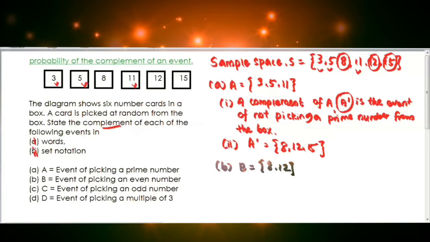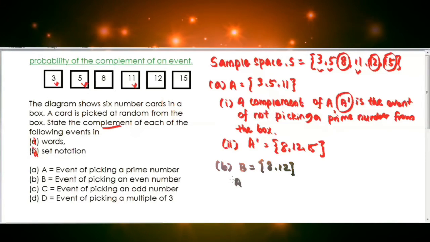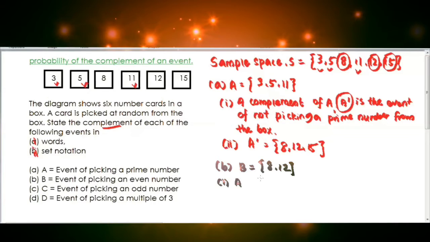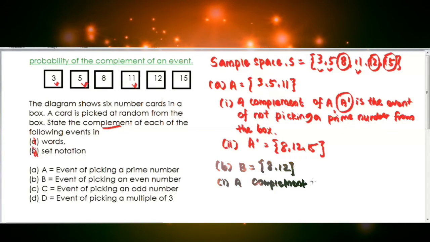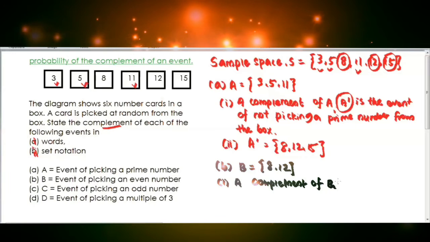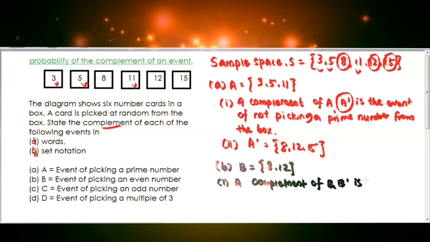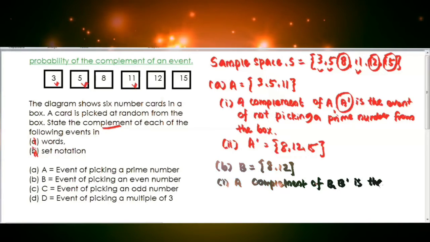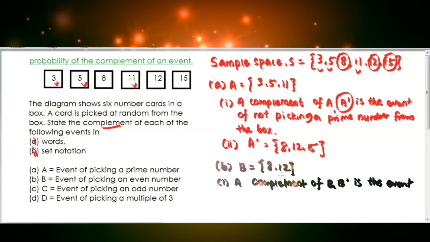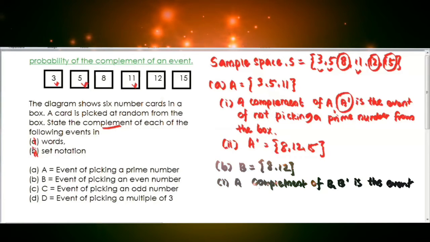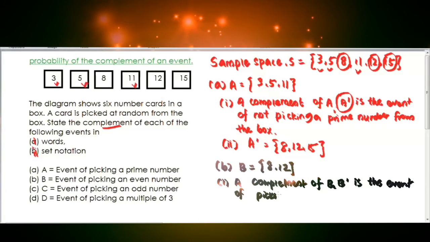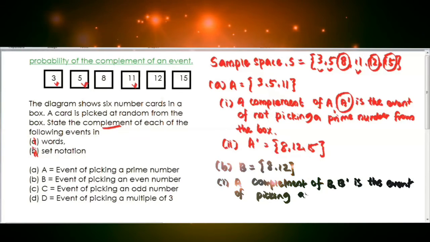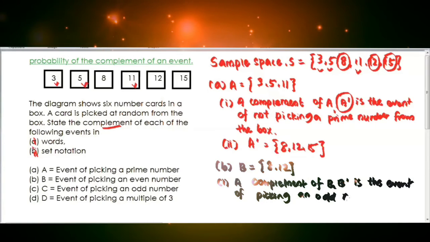Which is not the even number? So we need to write in words. The complement of B is the event of picking an odd number from the box.